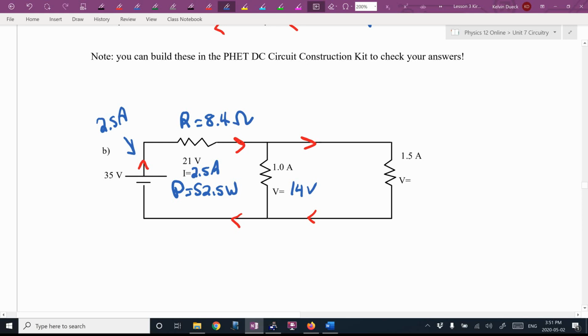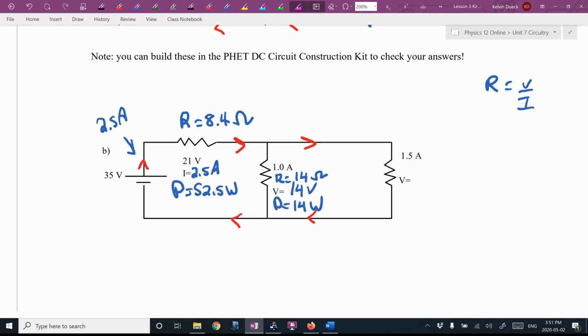Knock, knock. Who's there? I know two things, so I know four things. Resistance is V over I, 14 divided by 1, so 14 ohms. And power is V times I, which is going to be 14 times 1, 14 watts.